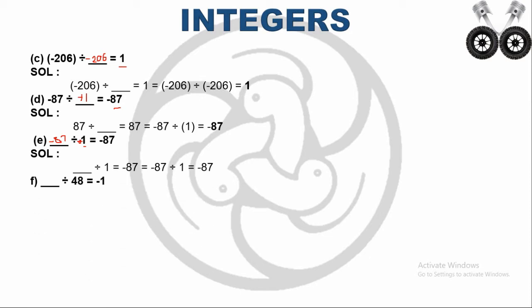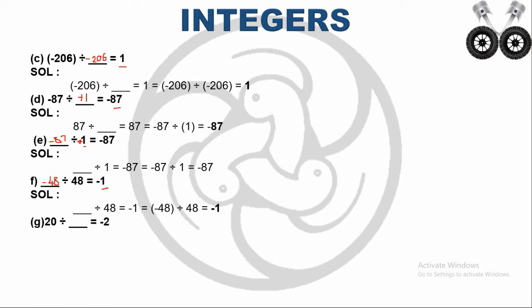Next one is dash divided by 48 equals minus 1. So here the answer is 1. That means the two integers should have the same number, that is 48. In the answer we have the negative sign. That means the two integers should have different signs. So in the question the positive sign is already given, so we have to write the negative sign here. So the answer is minus 48.